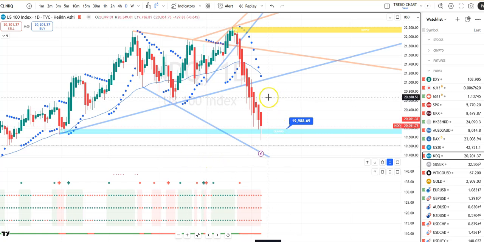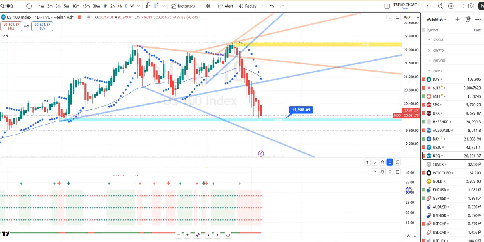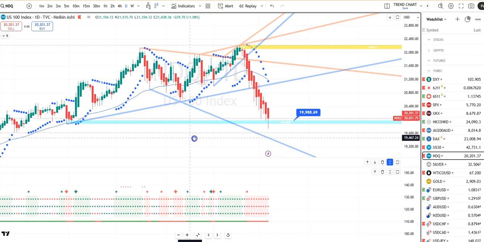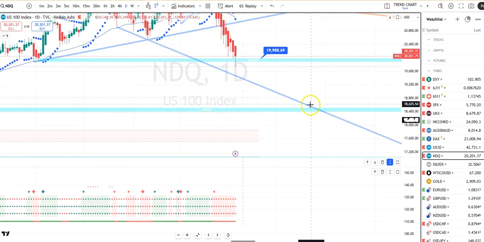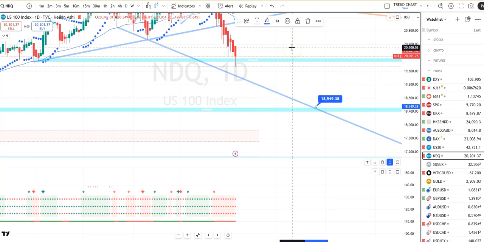Nasdaq looking weak. All the sellers are in, as we can see, and continue down. It's hit the target 19,988 from last week's video, but I do expect the price to come back up, albeit slowly, and then start to move down again. So any pullback on this is going to target 18,549.